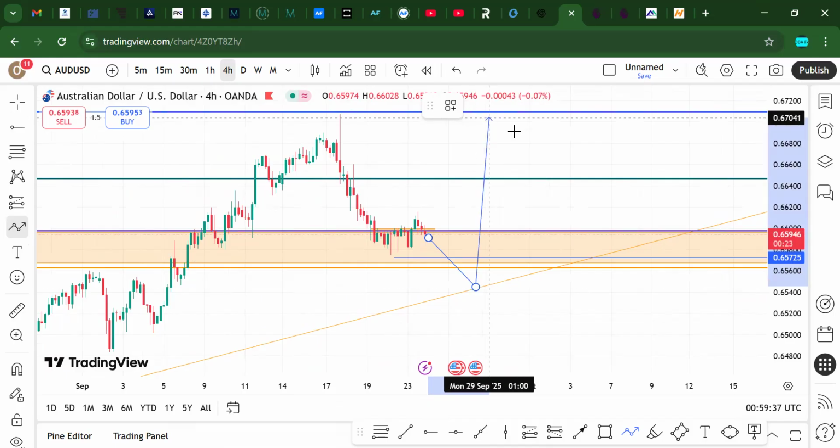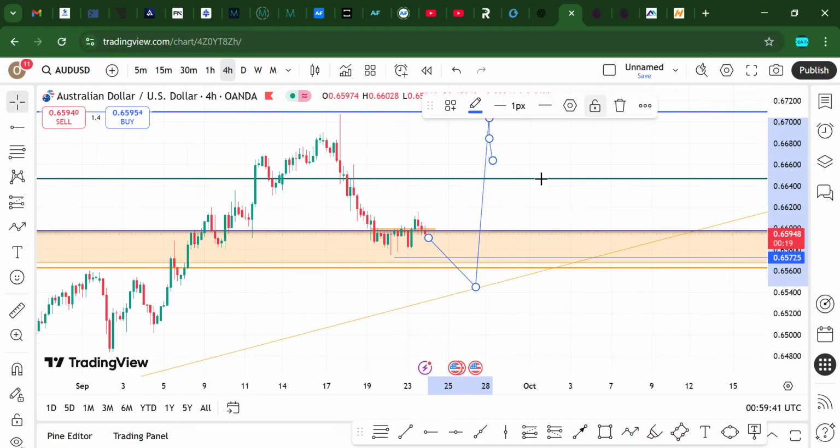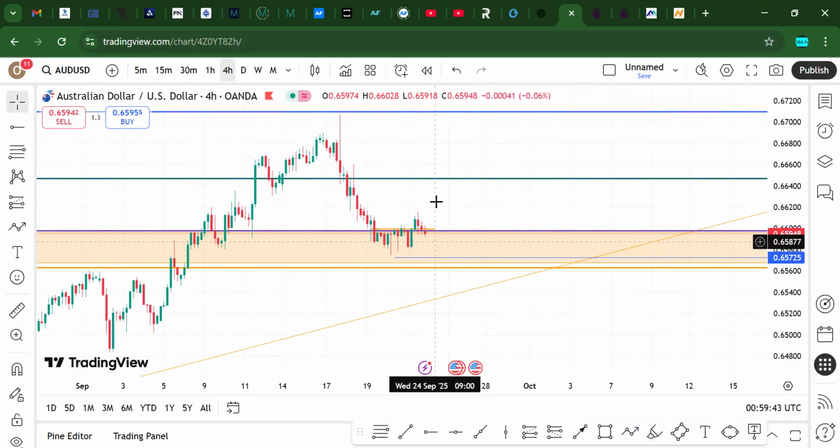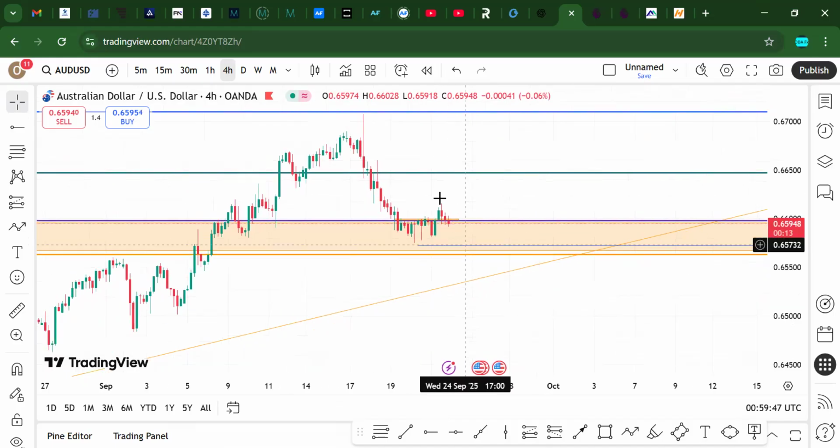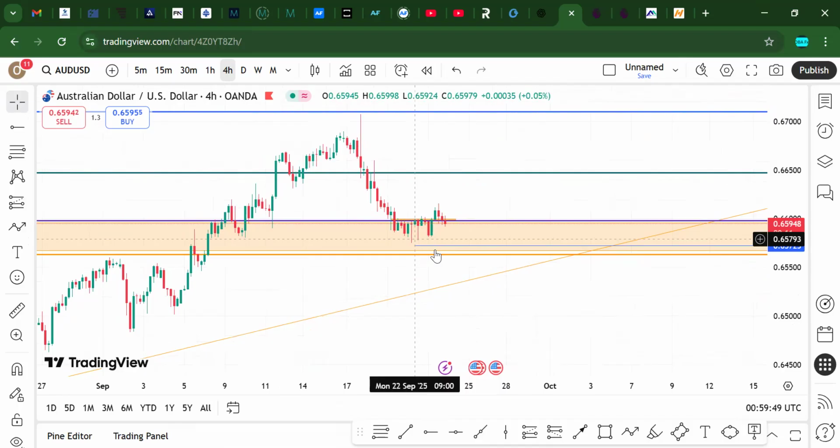So I entered this particular market not aggressively. When I say not aggressively, it means I used a smaller lot size compared to what I would have used before. So in case I get taken out, or once I'm in good profit, I can move my stop loss to entry and then wait.